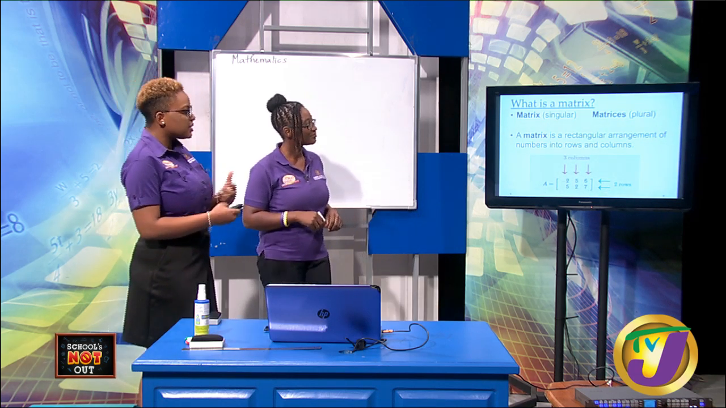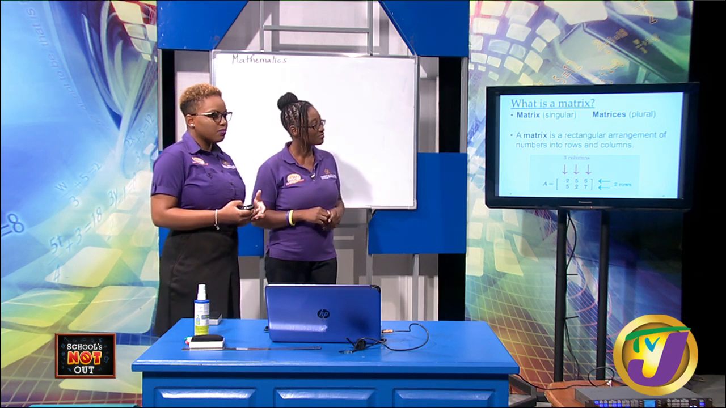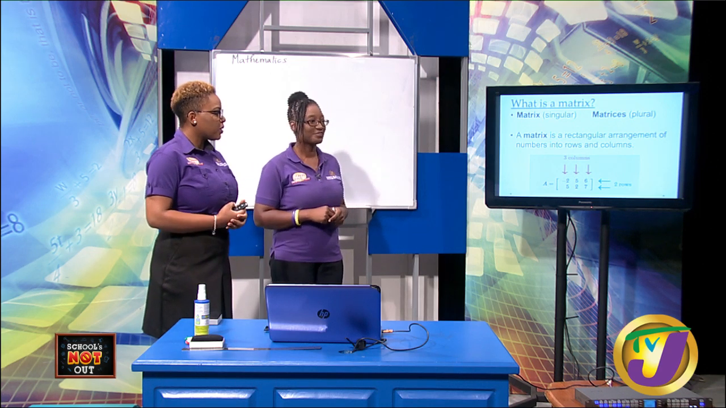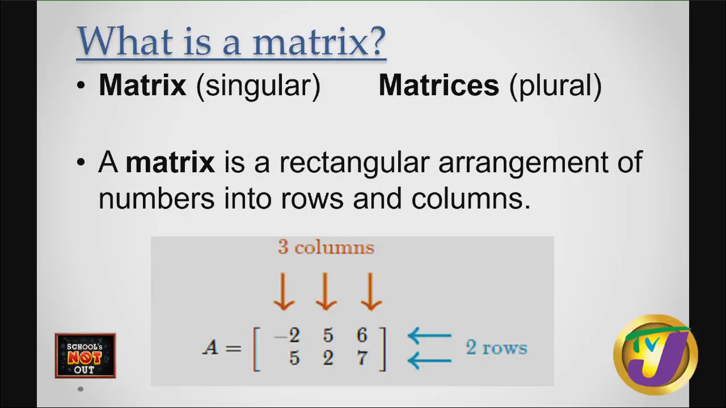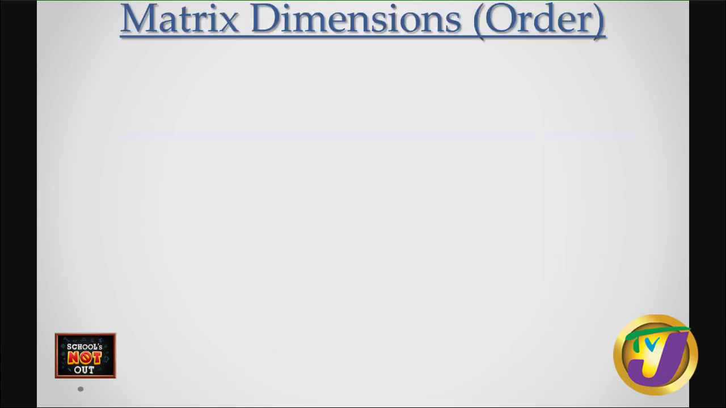I'm sure we will. So as we were discussing, it is indeed an arrangement of rows and columns of numerical representation or letters, as you said, or expressions. So here we have an example, matrix A is equal to, and we have an arrangement of some numbers there. All right, so I'm seeing -2, 5, 6, 5, 2, 7. And I'm looking here, Latoya, and I'm seeing that we have 2 rows and we have 3 columns. We do indeed. Beautiful. So you identified that we had 2 rows and 3 columns.